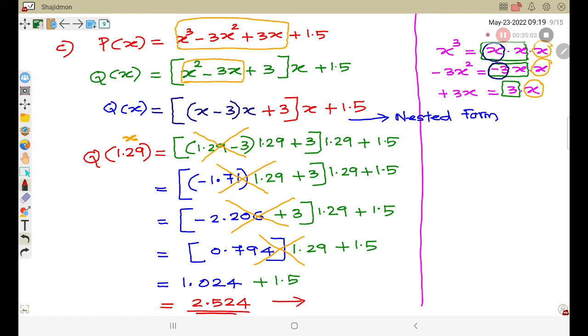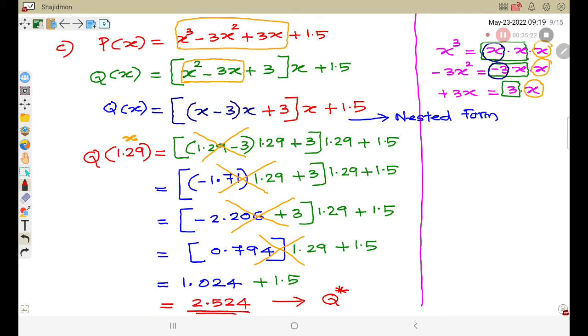Nested means Q letter, capital Q letter. Approximate value means we need to put star notation, Q star, correct? Because we used 4 digits rounding. So Q star equal to 2.524. I hope you understood this part also, how to calculate by using the nested method.